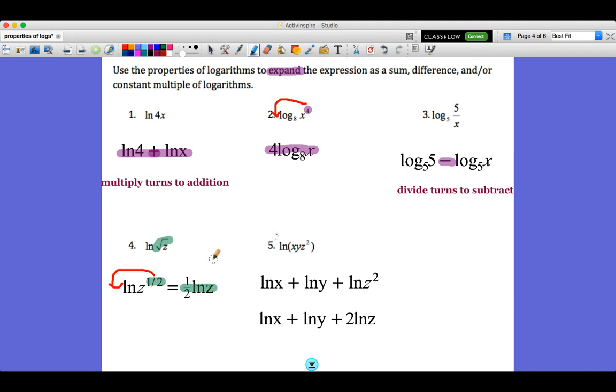And then the last one on this page before we go through one more set of examples here. So our last one says we have ln of xyz squared. So number 5 is multiplying. So we're going to start out the same as number 1. 1 is multiplying, 5 is multiplying. So the first thing we do is break it apart to addition. So we have ln of x, ln of y, and then ln of z squared, all separated by addition.